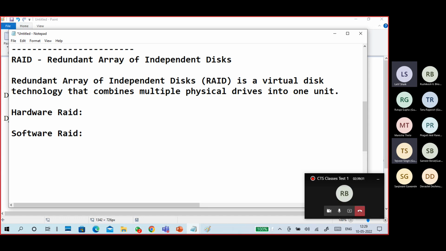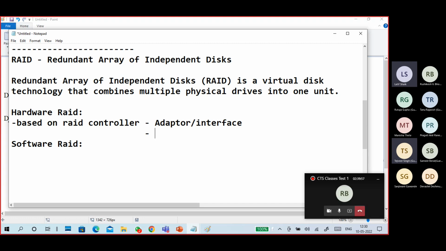Okay, hardware RAID is based on a RAID controller. There is a RAID controller. It is like an adapter or interface. It can be an adapter or an interface card. Interface means an interface card kind of stuff. It is built in as an adapter or on a regular server motherboard.